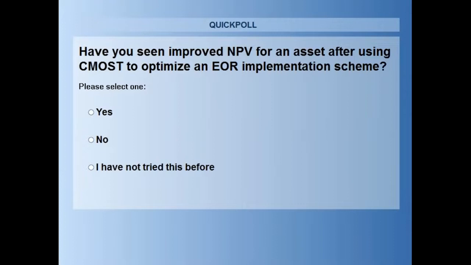Thank you, Hussein. At this time, I'd like to ask another question to the audience. The question is, have you seen improved NPV for an asset after using CMOST to optimize an EOR implementation scheme? The options are yes, no, I have not tried this before. So the results are coming up. You can give a few seconds as well for everybody to respond.